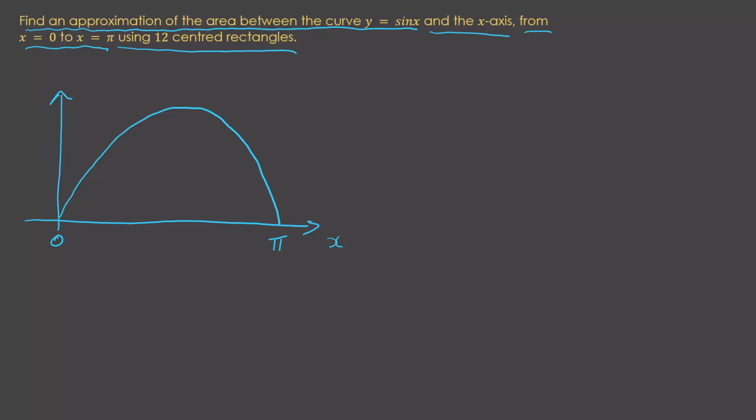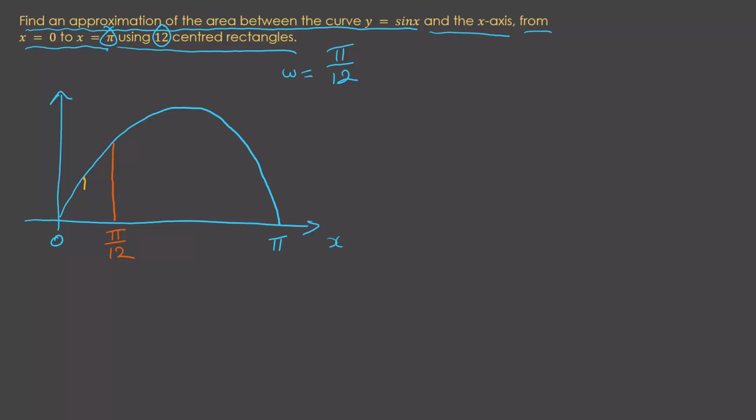The width of the interval is pi, and we're using 12 rectangles. So each rectangle must have a width of pi by 12. Let's think about that first rectangle. Now, obviously, this is much further than pi by 12, but I want it to be visible. So pi by 12 is here.